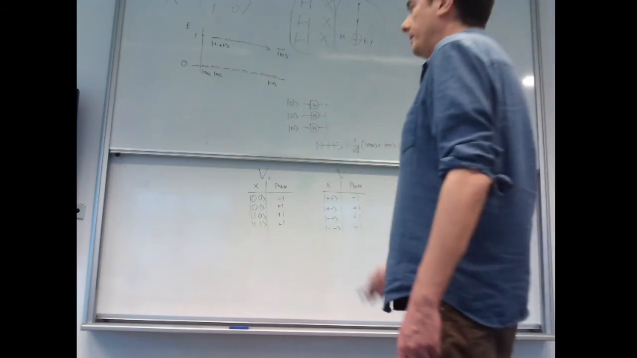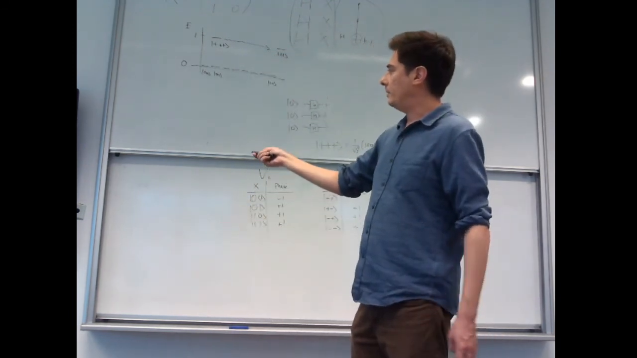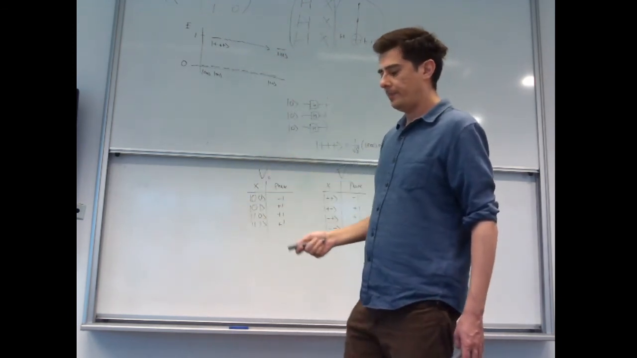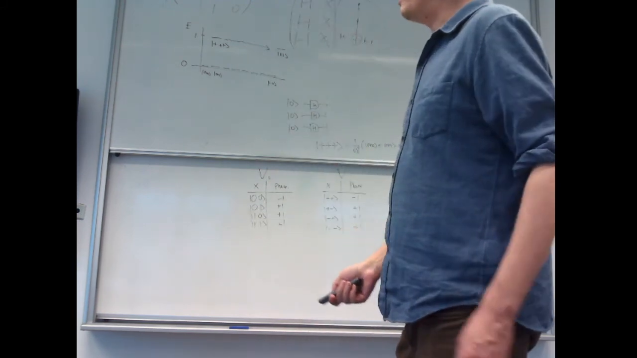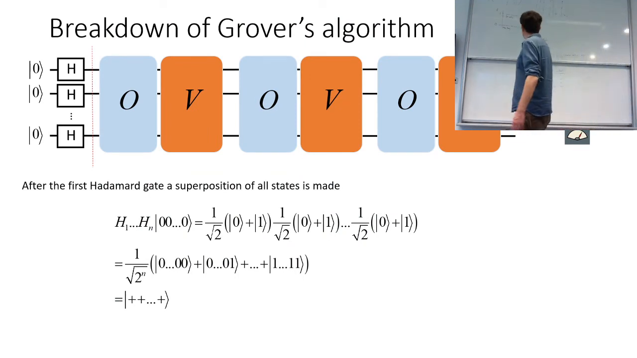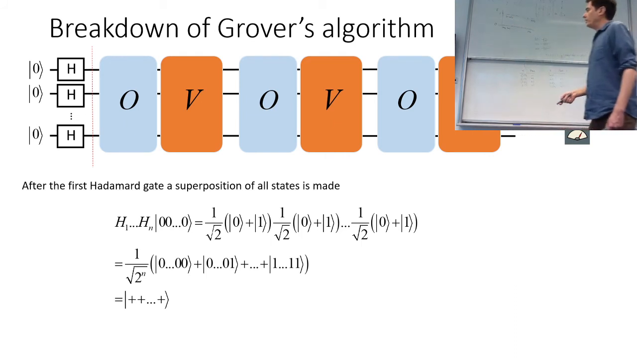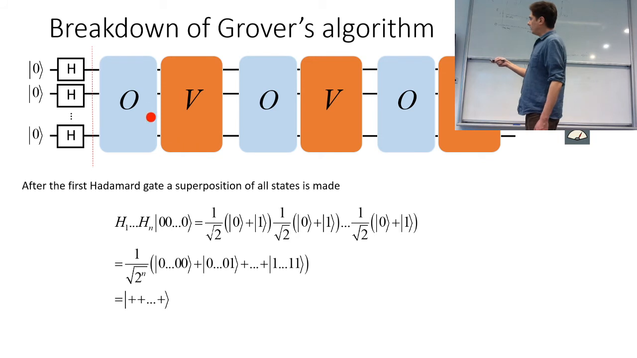Okay, so that's the algorithm, and then eventually you measure it at the end, right? But how does that work, and why does that work? Let's go through the algorithm step by step. After the first set of gates, you just create the superposition state. I've already said that.